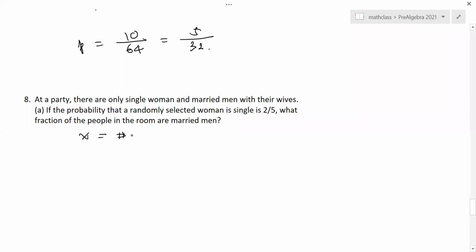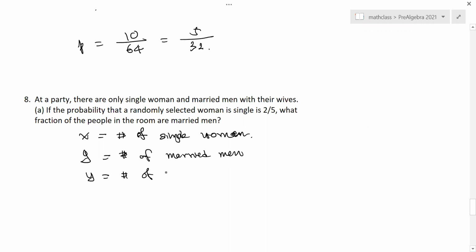So I'm going to denote X, the number of single women, and Y, the number of married men. And then Y is also going to be the number of married women, right? Because they're wives. So we don't know any of them.